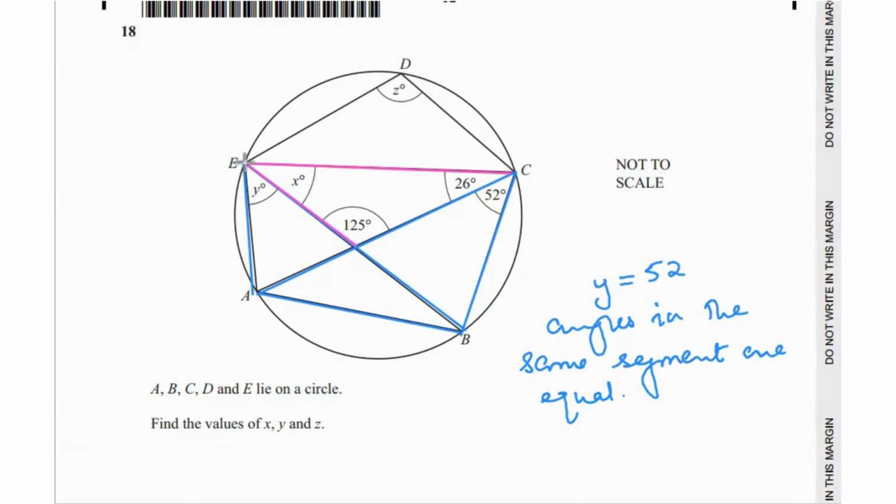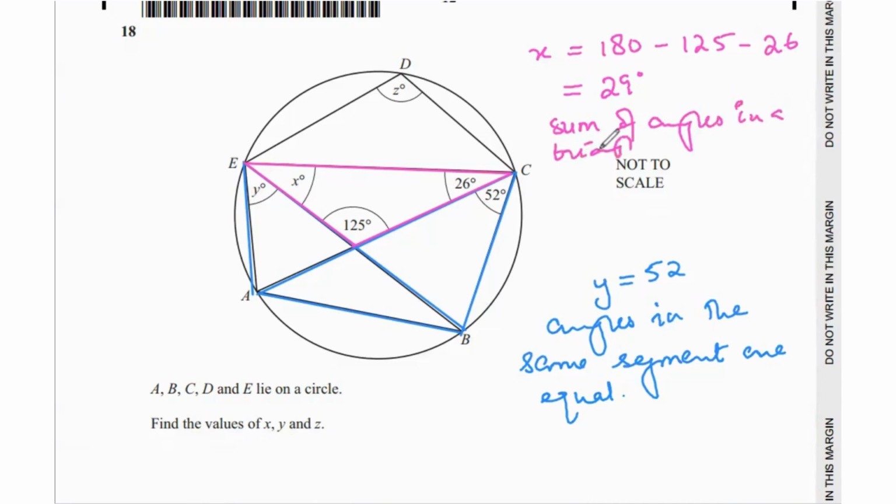Okay, then for X, we can see that we have a triangle over here and we have two angles of that triangle. So we can easily find the third one, which is X. So X is going to be 180 minus 125 minus 26. Since the sum of angles of a triangle is 180, we subtract the remaining angles from that to find the third angle. That is 29 degrees. Reason being sum of angles in a triangle equal to 180. I know the question doesn't require us to write the reasons in this one, but I'm writing the reasons for your understanding so that you know why each step was done.